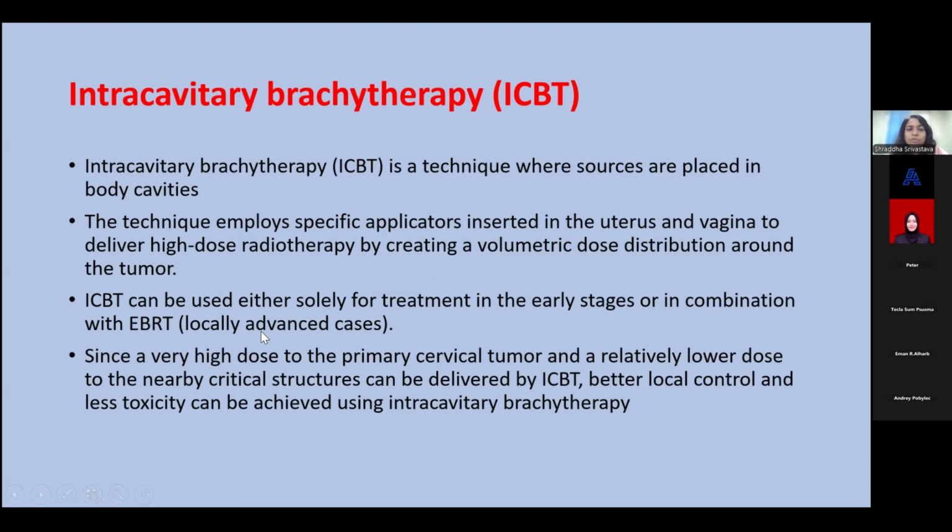Intracavity brachytherapy can be used either solely for the treatment of early stages of cervical cancer or in combination with the external beam radiotherapy for locally advanced cases. So, since a very high dose to the primary cervical tumor and a relatively lower dose to nearby structures can be delivered with intracavity brachytherapy, better local control and less toxicity can be achieved using ICBT.